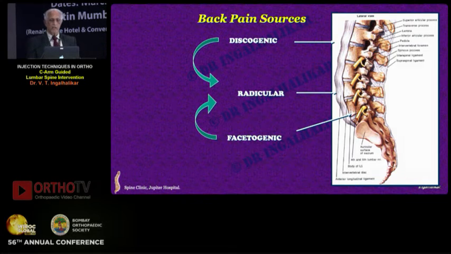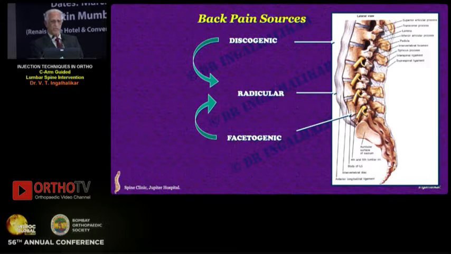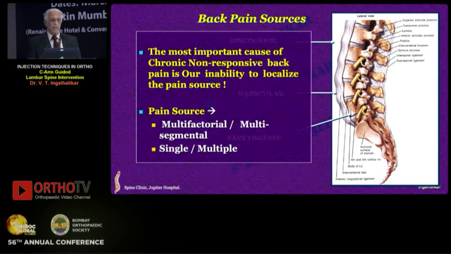Well, all of us know that back pain has multiple sources. The commonest is discogenic, and discogenic pain also can cause radicular pains. You have facetogenic pain, and that also can cause radicular pains, different varieties. The most important cause of any chronic non-responsive back pain is our inability to localize the pain source. That's extremely important. We speculatively keep treating them.